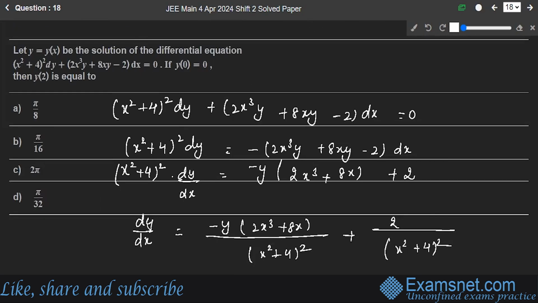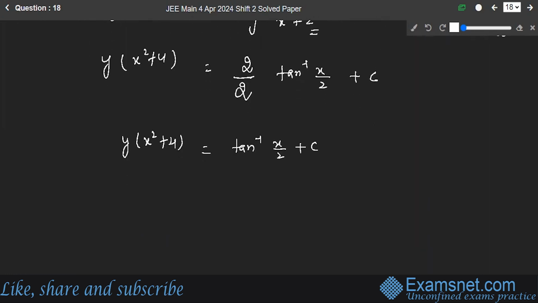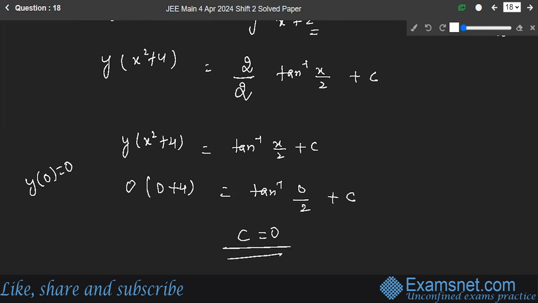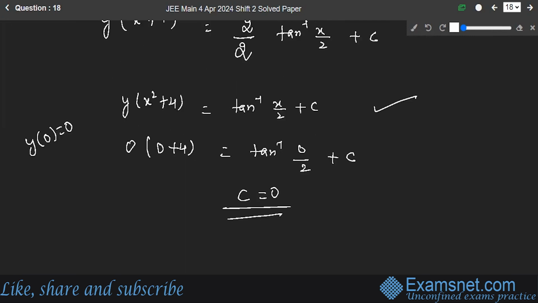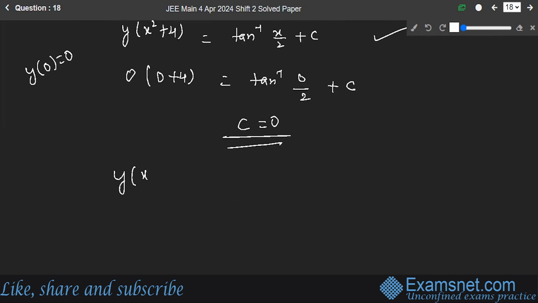Now you are given in the question that y(0) is equal to 0. So this makes 0 into (0 + 4) equal to tan⁻¹(0) plus c. This gives me c is equal to 0. So what does this equation now become? y into (x² + 4) is equal to tan⁻¹(x/2) plus c.